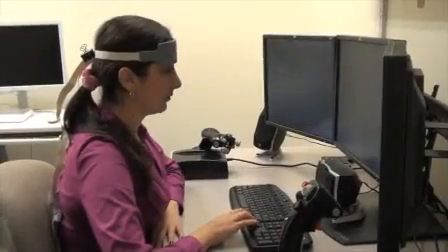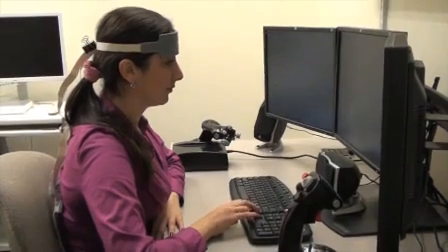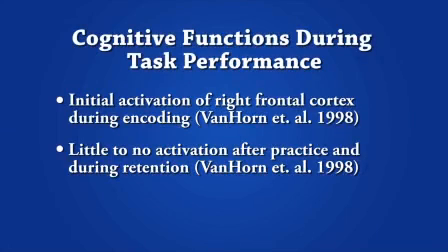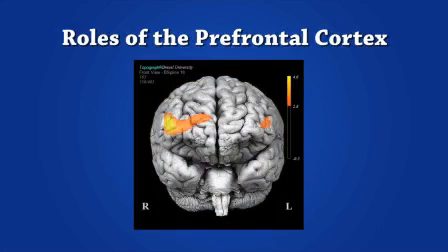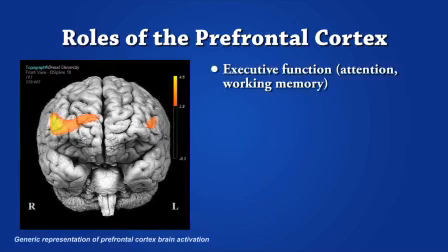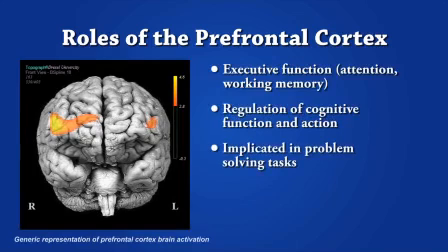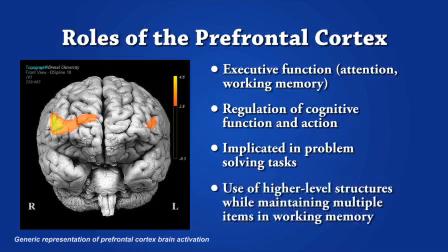Our cognitive repertoire includes a wide array of functions and abilities that can be accessed through the use of a variety of tasks, including virtual spatial navigation mazes. Brain activation patterns in the frontal cortex vary from the initial novel task performance, after practice, and during retention. Using fNIR and focusing on the prefrontal cortex, we are capitalizing on the function of the PFC, especially executive function, the regulation of cognitive function and action, the use of PFC during problem-solving tasks, and the use of higher-level structures while maintaining multiple items in working memory.